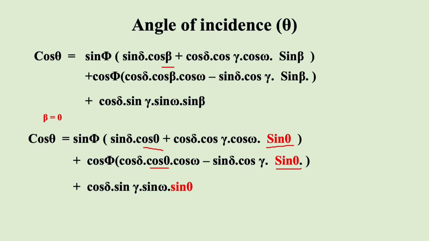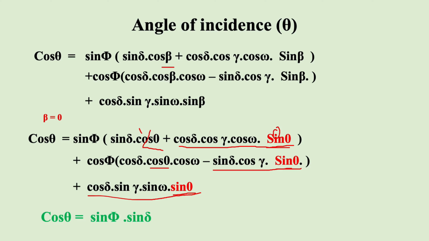In trigonometry we know that cos 0 is 1 and sin 0 is 0. If we place the values of cos 0 and sin 0 in the terms, then the term cos delta cos gamma cos omega sin beta will be 0, the term with sin delta cos gamma sin beta will be 0, and the last term will also be 0. So after considering these, the final equation for the angle of incidence for a horizontal surface will be cos theta equal to sin phi sin delta plus cos phi cos delta cos omega.